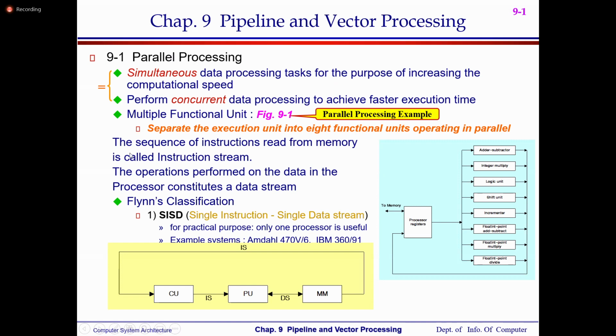Instruction stream is the sequence of instructions read from memory. This side is memory. So the sequence of instructions read from memory is called the instruction stream. The second definition: the operations performed on the data in the processor registers is the data stream. According to Flynn's classification, there are 4 types. Those are SISD, single instruction stream and single data stream.